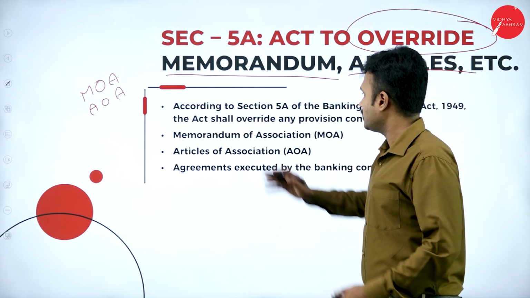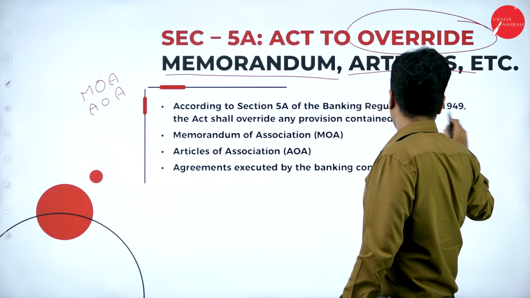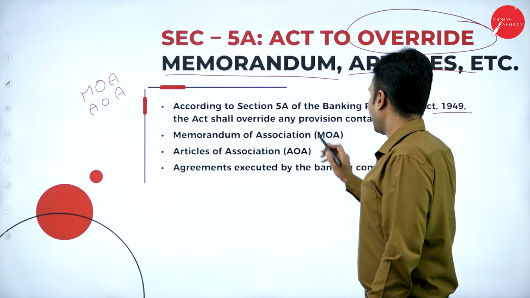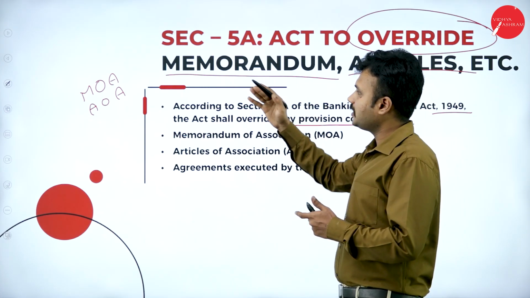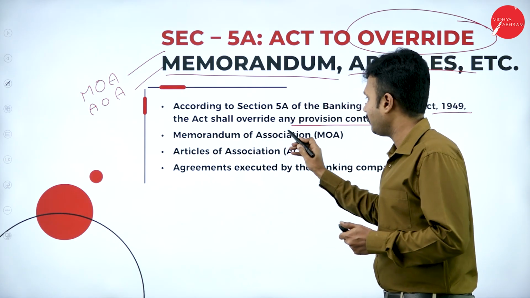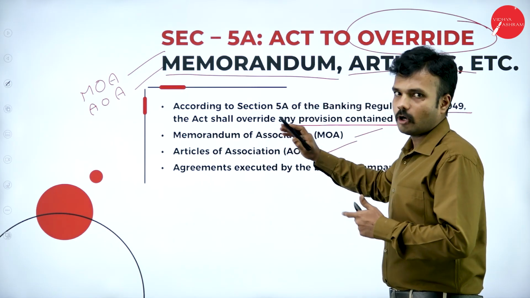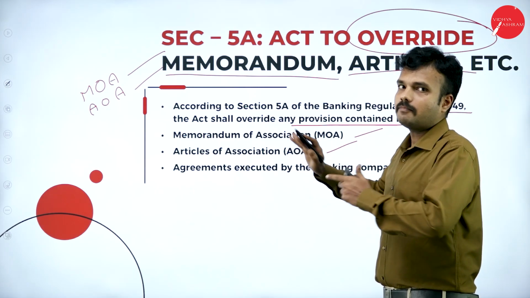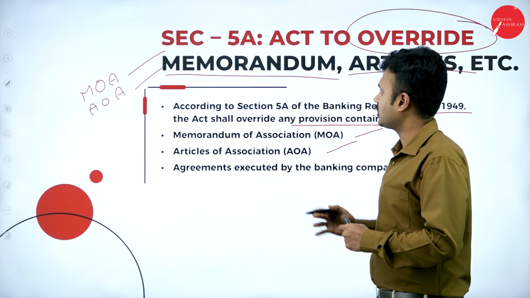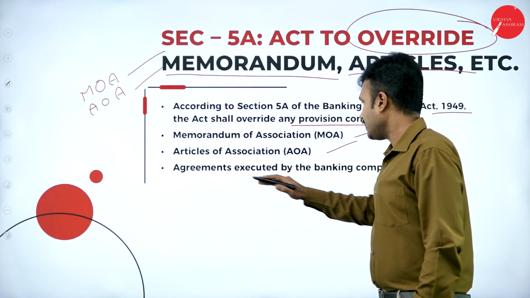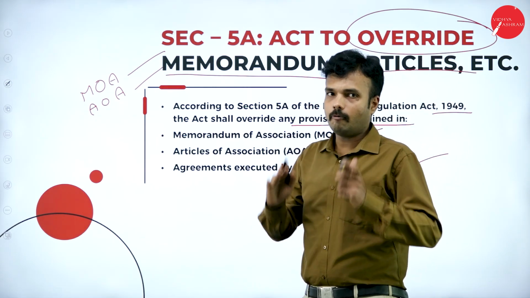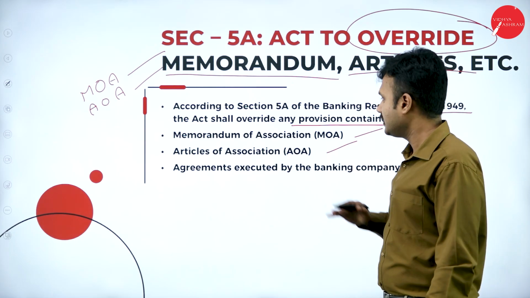So according to Section 5A of the Banking Regulation Act 1949, the Act shall override any provision contained in, right? So whatever provision is included in the memorandum and articles of association must not be followed. Means it may avoid the provisions given by the memorandum and articles of association according to Section 5A. And also agreements executed by the banking company, it has a complete right or authority to avoid the agreement executed by a banking company.